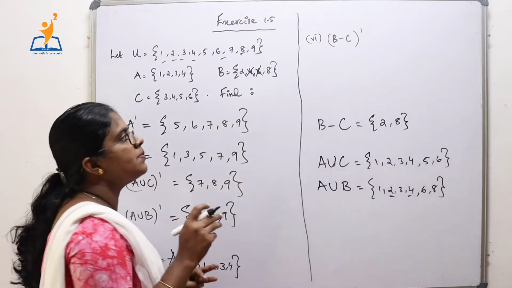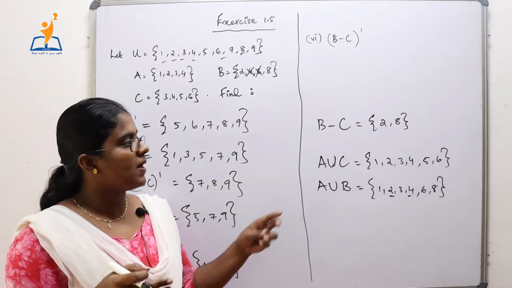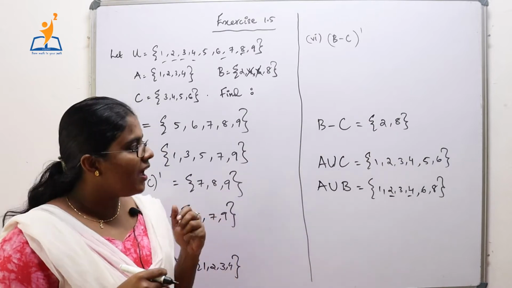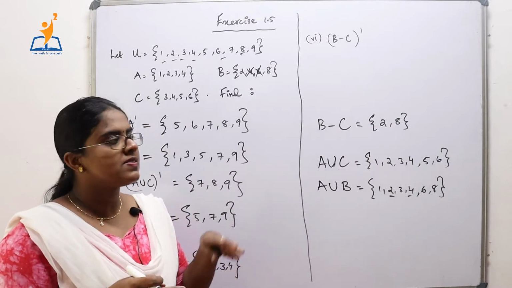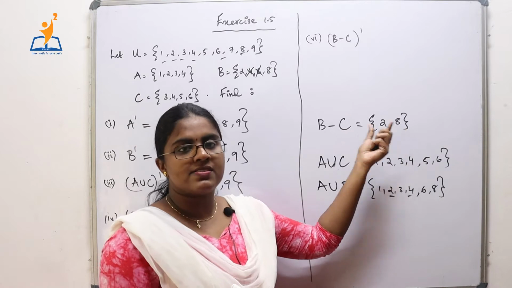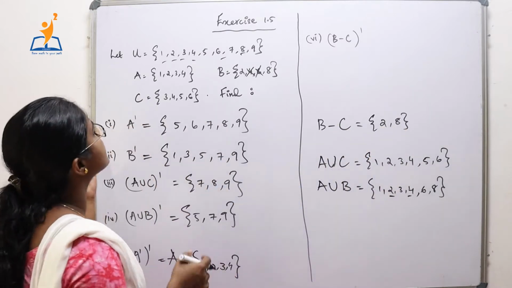Now we want to find (B minus C) the whole complement. That is the complement of this set. Now what we want to do is delete these two elements, that is 2 and 8, from the universal set.